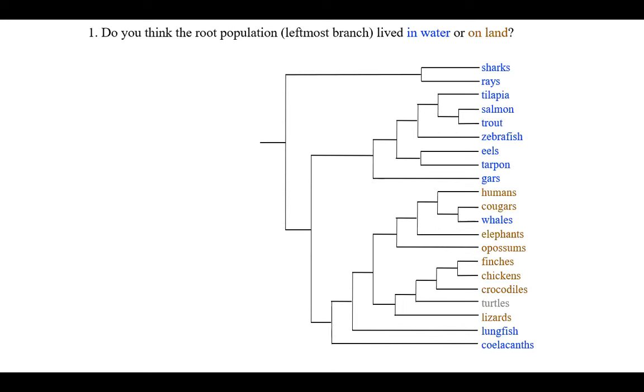So here is an evolutionary tree, just like the one you saw before. You might not know what all these words are. That's okay. The color is brown if the animal lives on land. The color is blue if the animal lives in the water. So do you think that the common ancestor of all of them right here lived in water or lived on land, and why do you think that? How would you use this phylogeny to try to answer that question? Go ahead and talk to each other.